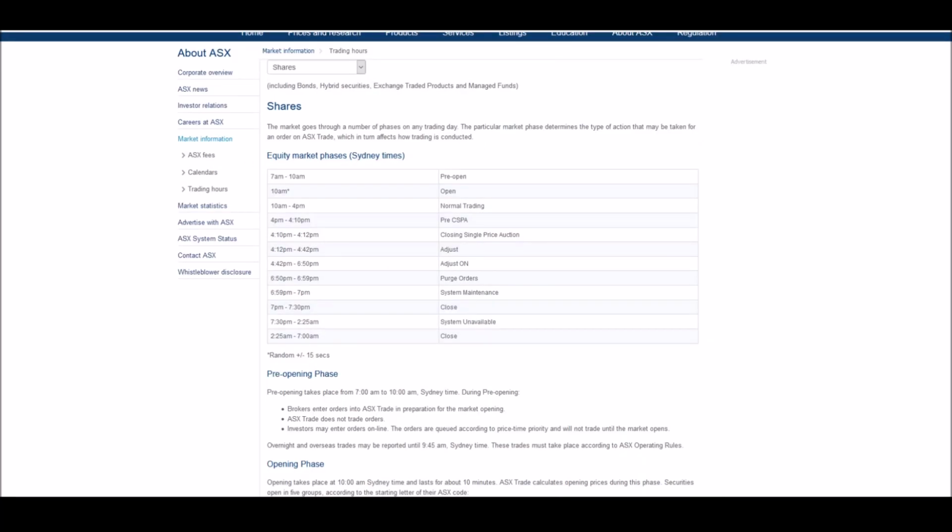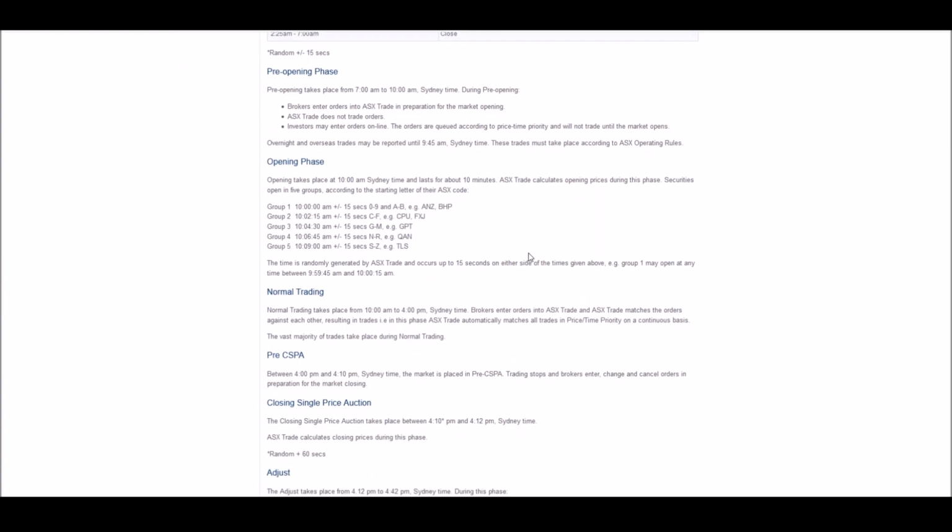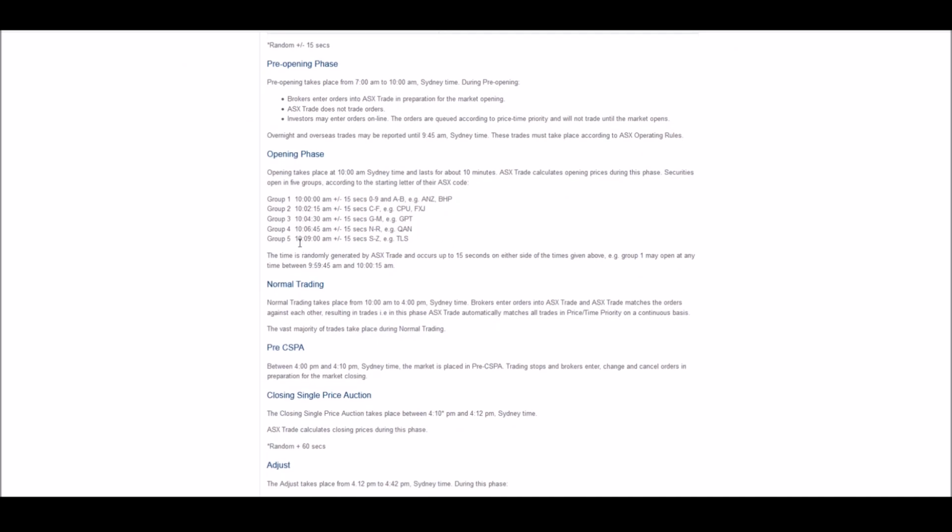So here's how the ASX actually works. We have an auction period from 7 a.m. to 10 a.m. And if we scroll down, it's actually a little longer than 10 a.m. It goes all the way till 10:09 a.m. plus or minus 15 seconds. Now this adds a randomization factor, so people can't manipulate, at least not efficiently, the auction pricing.